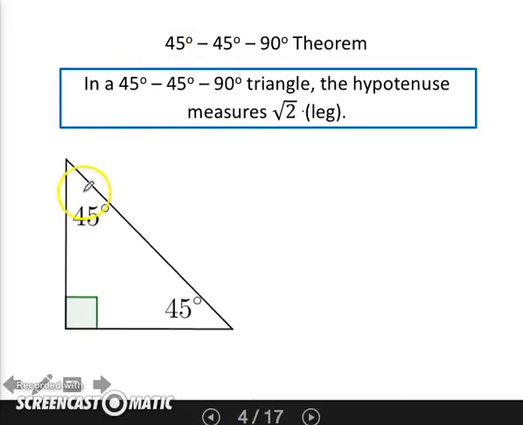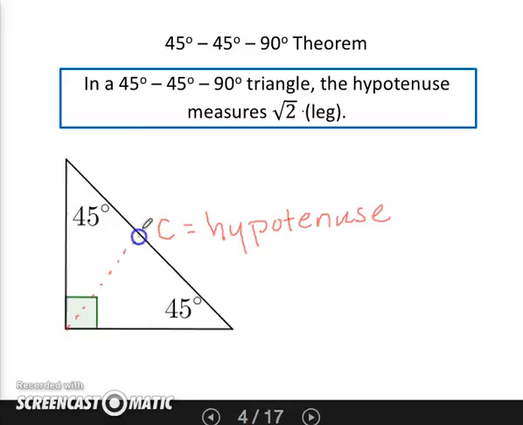And the theorem says that in this kind of triangle, the hypotenuse, I'm going to call the hypotenuse C in this case, and remember that we can identify the hypotenuse by finding the side of the triangle that's directly across from the right angle. The hypotenuse measures the square root of 2 times the measure of a leg.